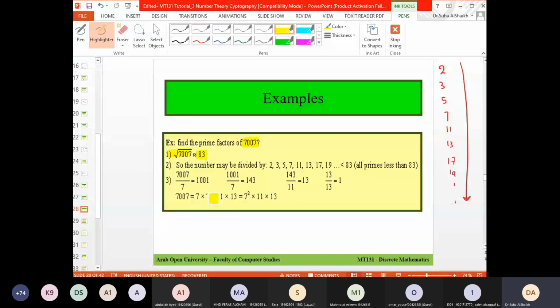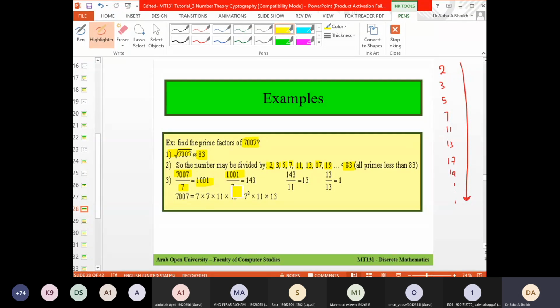You can see how we minimize our options. ما عندي إلا 83, so I will check all the primes less than 83. But برضو still all the primes less than 83 are too much. So we will try to list the primes as much as we can. I have the 2 and the 3 and the 5, the 7, 11, 13, 17, and 19. So we start dividing. Actually, 7 divides the 7007, and the result is 1001.